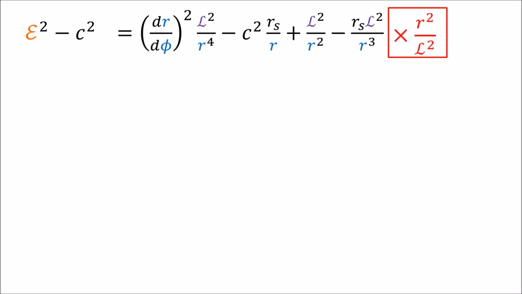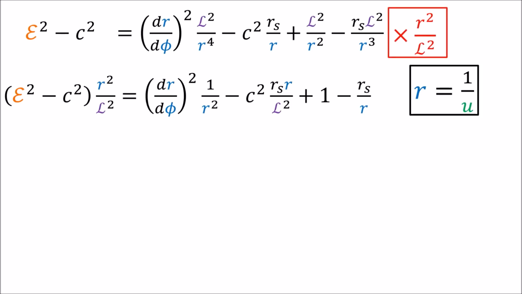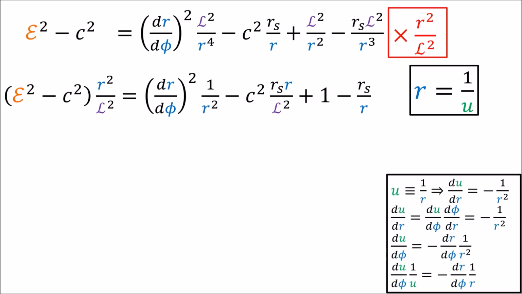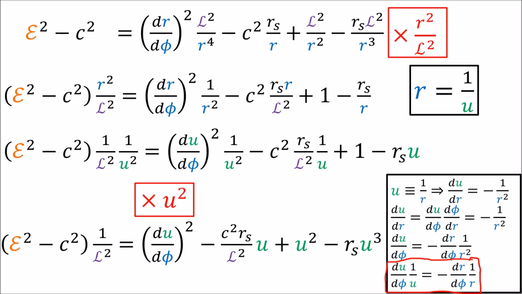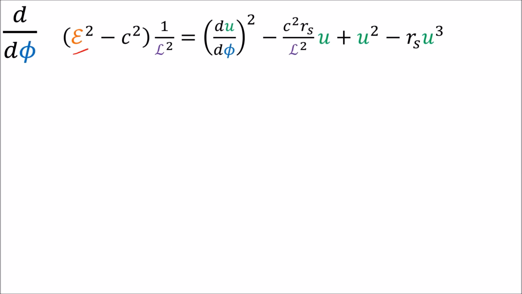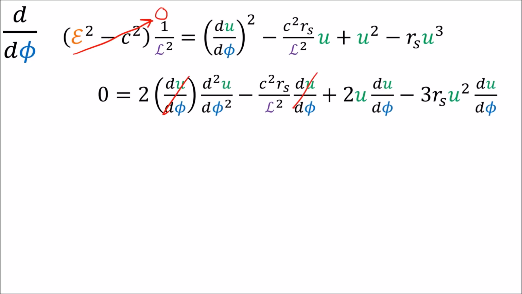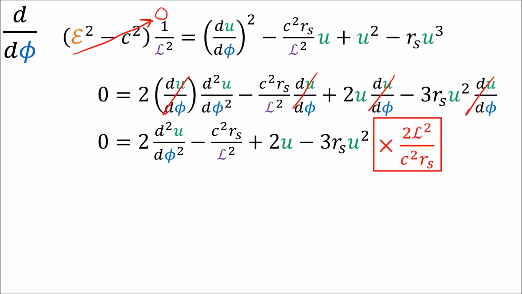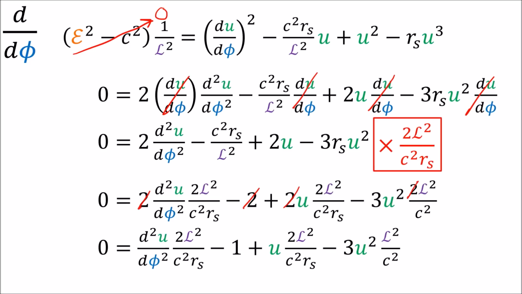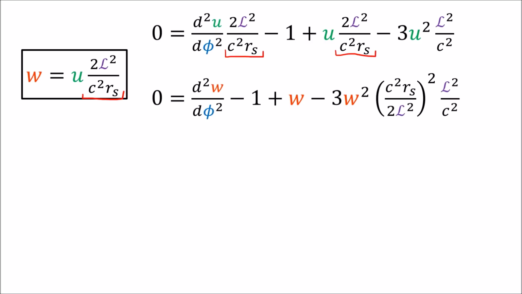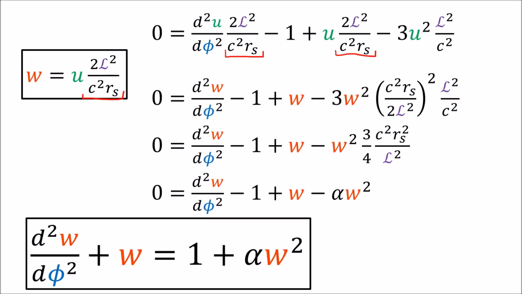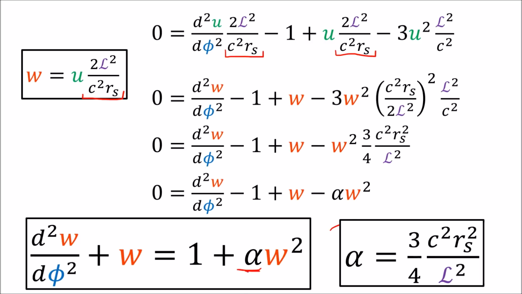Then we multiply by r squared over curly L squared, and change variables so that r equals 1 over u. This has the advantage of the derivative of r over r equaling the negative derivative of u over u. Then we multiply by u squared. We then differentiate both sides by phi and cancel du by d phi on all terms, multiply by this, and cancel the 2's. We can again change variables to w to absorb this constant, and we end up with this differential equation where alpha is this constant.